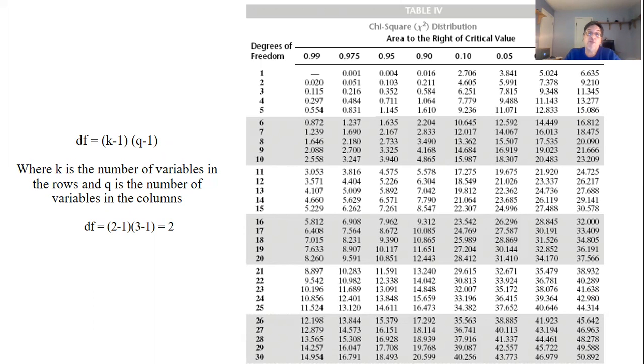So we had 3 kinds of ponies, so 3 minus 1 is equal to 2, multiplied by the 2 kinds of rider. 2 minus 1 is equal to 1, so 2 times 1 is equal to 2. So we have 2 degrees of freedom, and we have 0.05 as our alpha level.